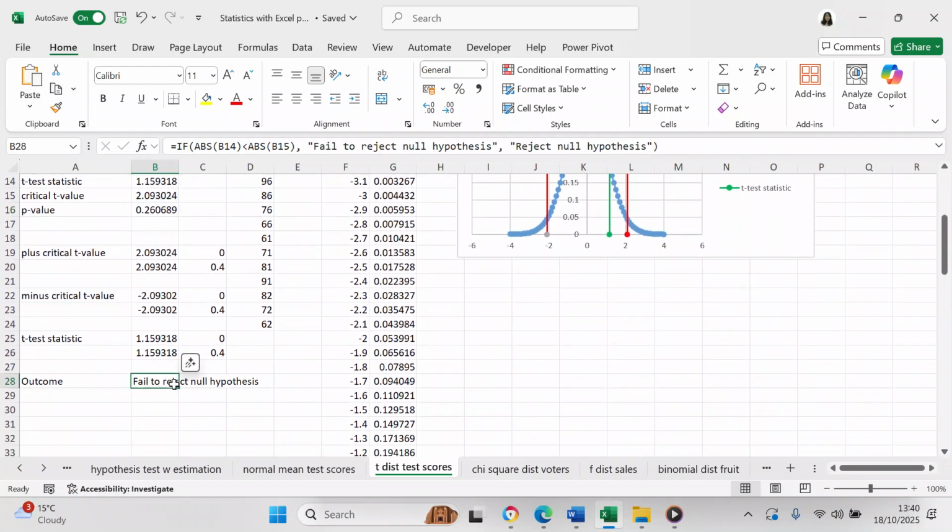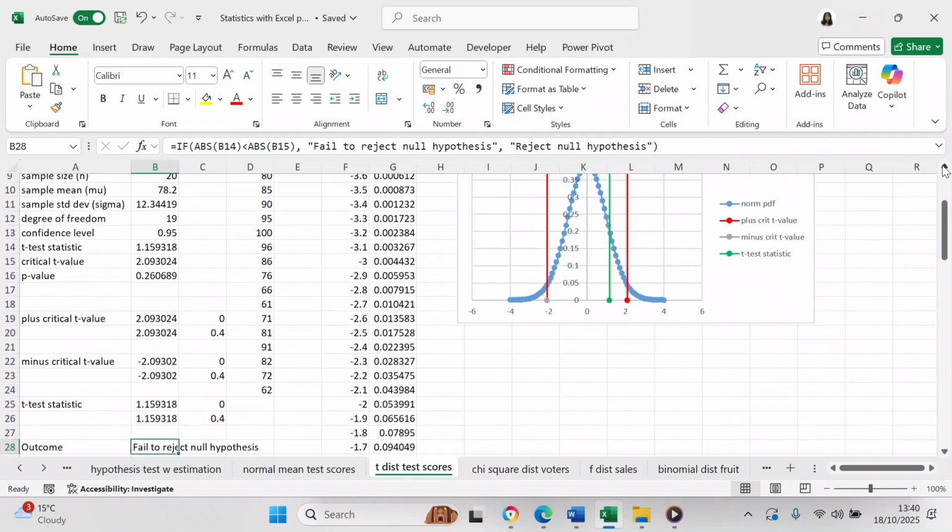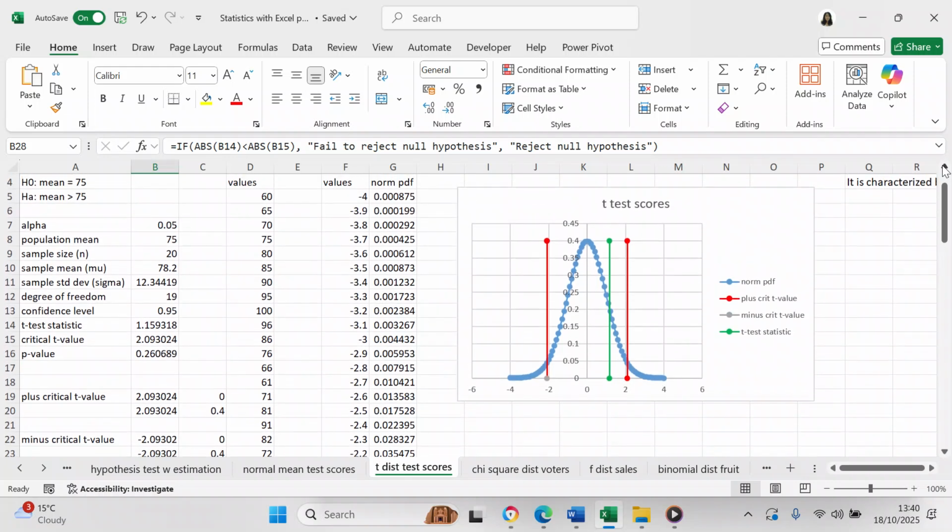So if ABS B14, that's your t-statistic, is less than ABS B15, that's your critical t-value, you're going to fail to reject the null hypothesis. Otherwise, you're going to reject the null hypothesis. So they're working on absolute values in this particular question. So the thing is what we're going to do is we're going to do the test scores.